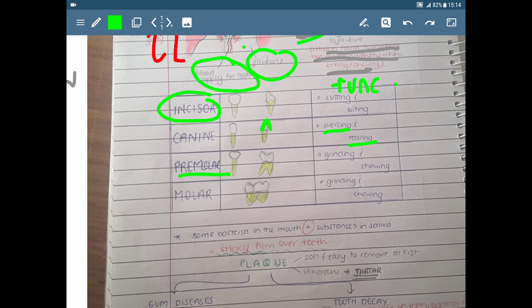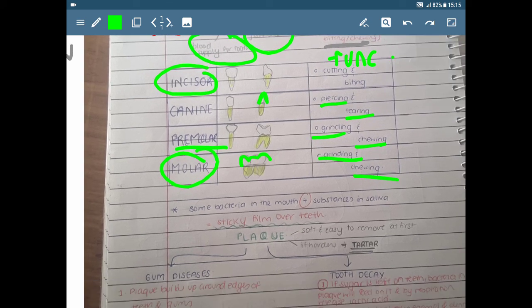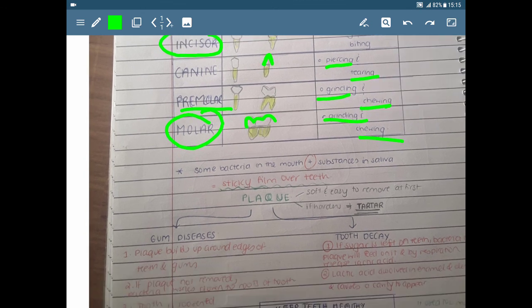Premolars have two cusps, and they look like this from the front and this from the side. The two cusps are really important, and they're for grinding and chewing. Molars have three cusps, and therefore are also for grinding and chewing, and they're towards the back of your jaw.